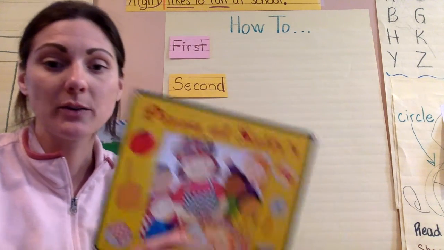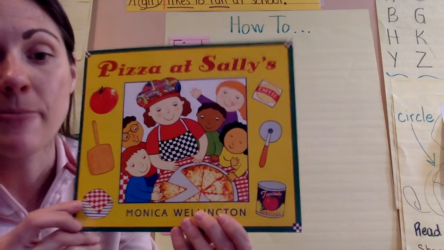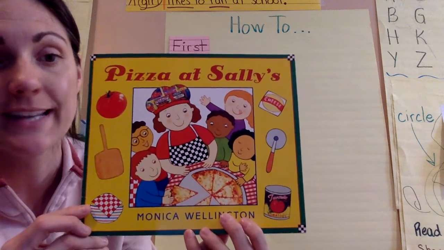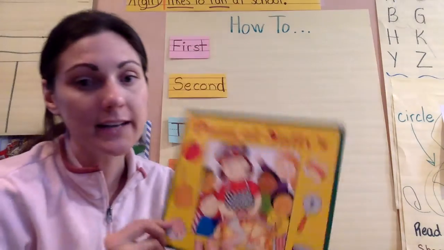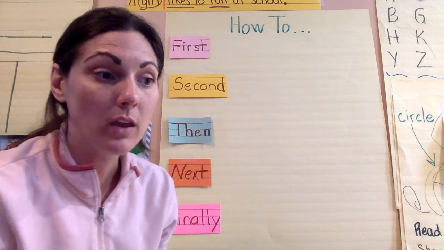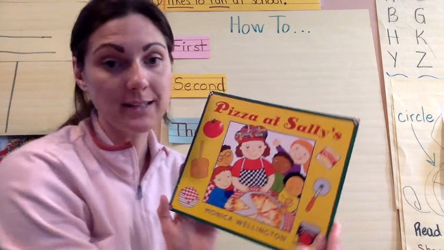This morning's Read Aloud was written by the same author as Zinnia's Flower Garden. Monica Wellington also wrote Pizza at Sally's. So we read this morning for our read aloud, and I asked you to listen as we read for the order of steps that Sally went through in order to make her pizza.